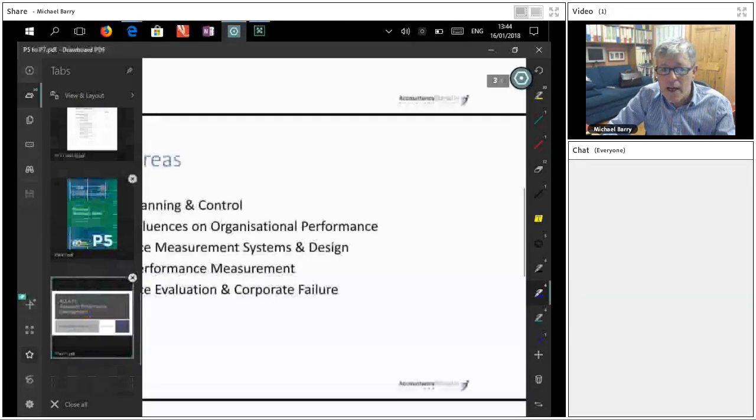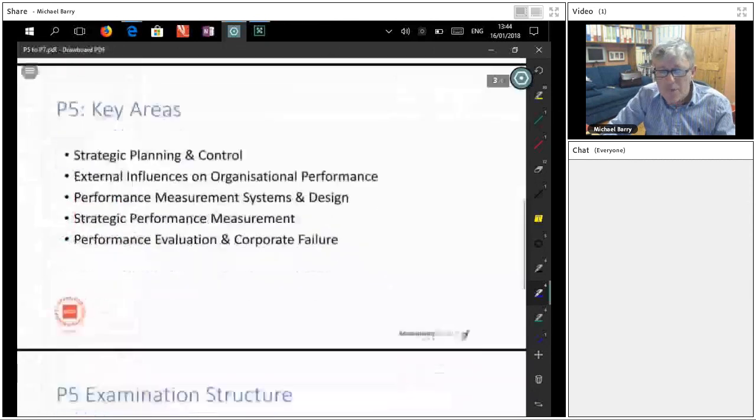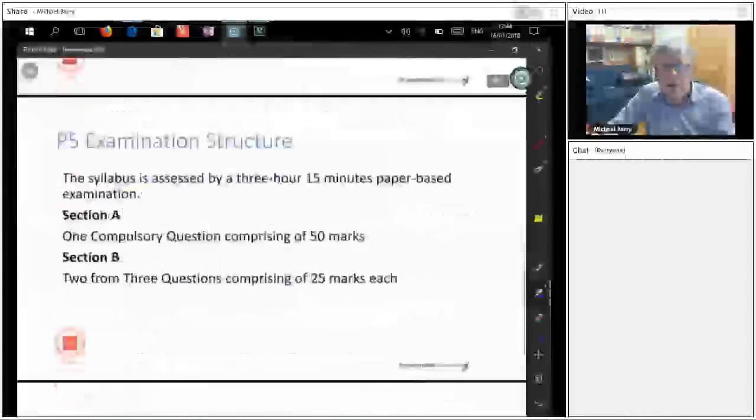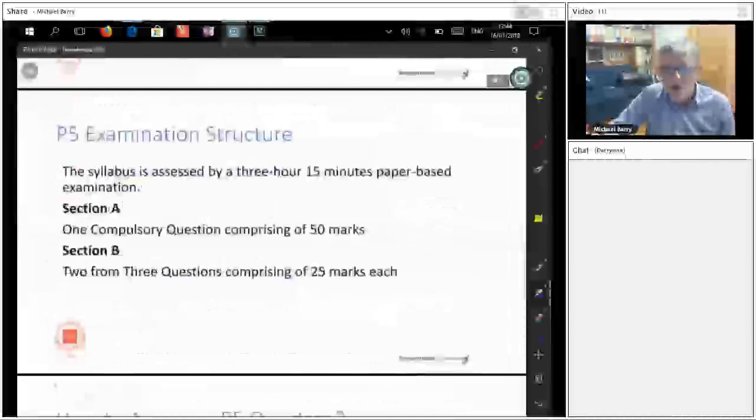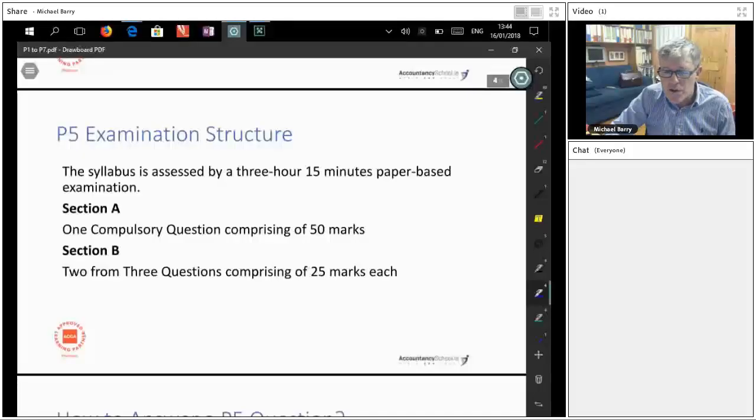Now, while I mentioned the exam there, it might be a good idea to talk to you about the exam paper, the format. So the P5 exam paper is broken down into two sections. Section A is a compulsory question. It's the case study question where 50 marks are actually awarded. And section B, you have 3 questions. You have to answer 2 of those 3 questions, and those questions carry 25 marks each.